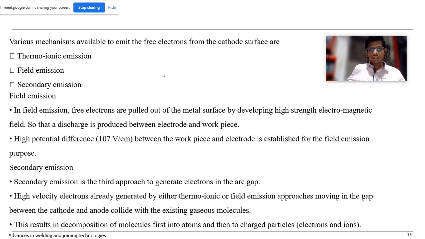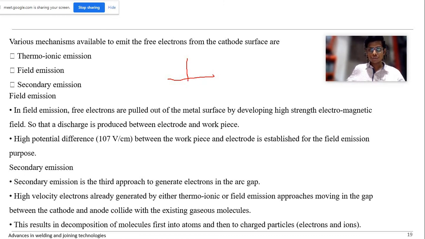Basically, though there is a gap between the electrode and the metal, how is the arc generated, right? Initially, in some automatic setups of GMAW, generally the electrode will first touch, so it becomes conductive.